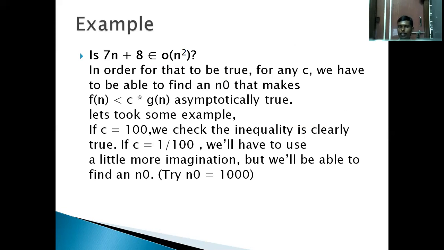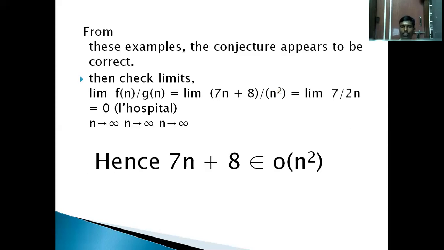Let's take some examples. If c is equal to 100, we check the inequality, and it is clearly true. If c is equal to 1 by 100, we will have to use a little more imagination, but we will be able to find an n naught. From these examples, the conjecture appears to be correct.